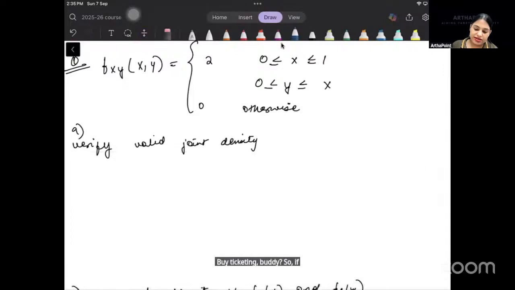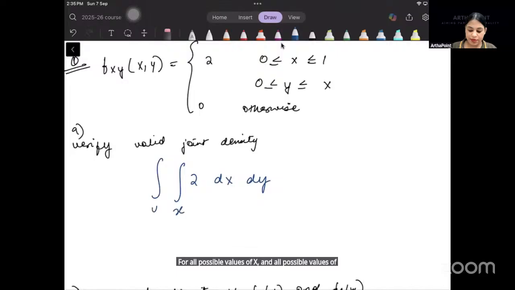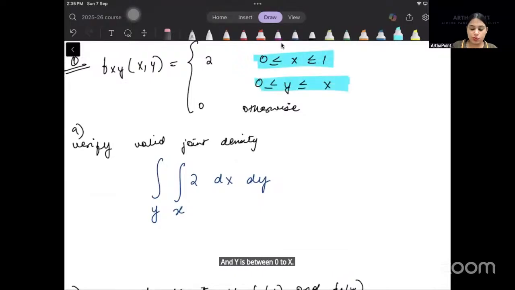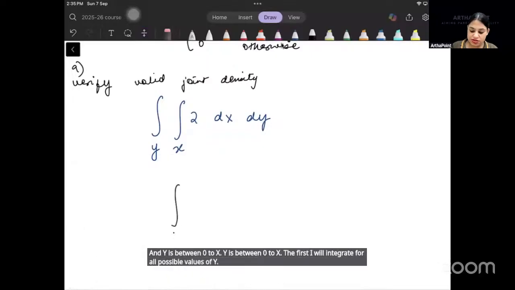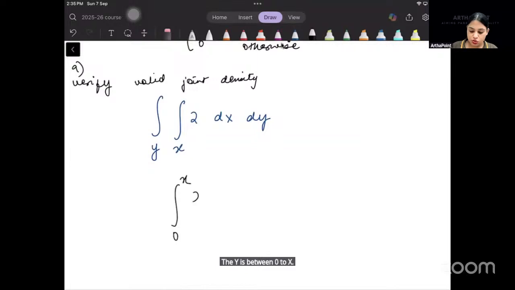So if I integrate this for all possible values of x and all possible values of y, I should get the answer as 1. I need to check if that is happening or not. Beta, what is the interval we are given? That x is between 0 to 1 and y is between 0 to x. So first I will integrate for all possible values of y. So y is between 0 to x, dy, and then I will integrate for all possible values of x.